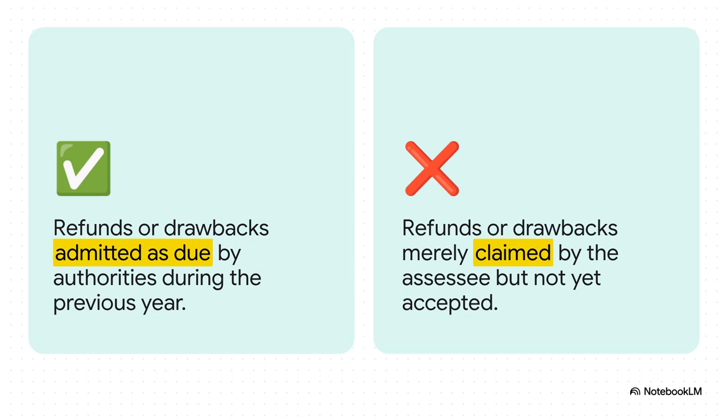Now, for subclause B, and I need you to pay close attention here because this is a huge point of confusion. It's the difference between admitted and claimed. We only report refunds or drawbacks that have been officially admitted as due by the government. A claim that the business just filed but hasn't been approved yet? Nope, that does not get reported here. The trigger isn't filing the claim, it's the official thumbs up from the authority.